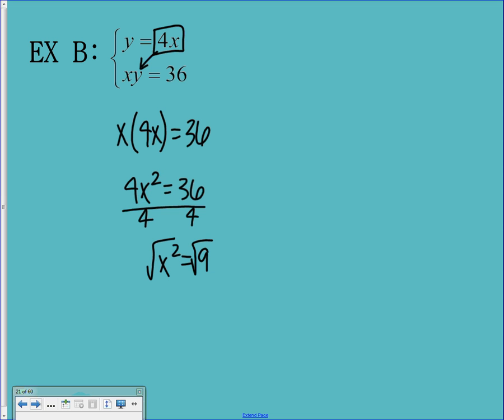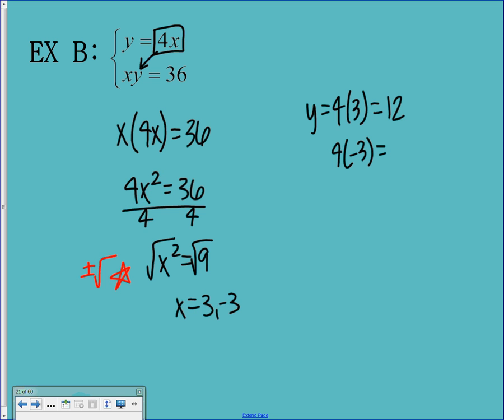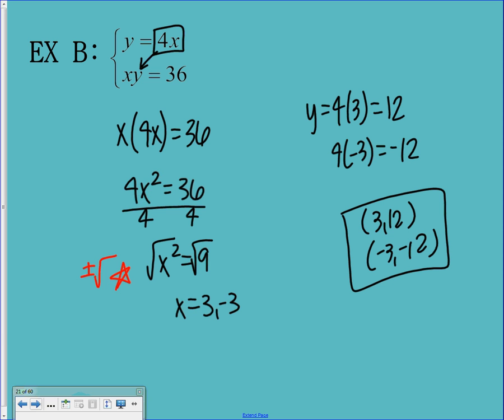Well, to undo a square, we square root it, and that gives us two options, 3 or negative 3. And you're like, why? Well, negative 3 squared is also a positive 9. So you can have two answers here. This might be a spot I highlight, I make a note here, but you can always have a plus or minus when you square root a number. So now I need to find my y value. I know that y equals 4x, so y equals 4 times 3, which is 12, or 4 times negative 3, which is negative 12. So my ordered pairs are either 3, 12, or negative 3, negative 12. So I have two answers here.